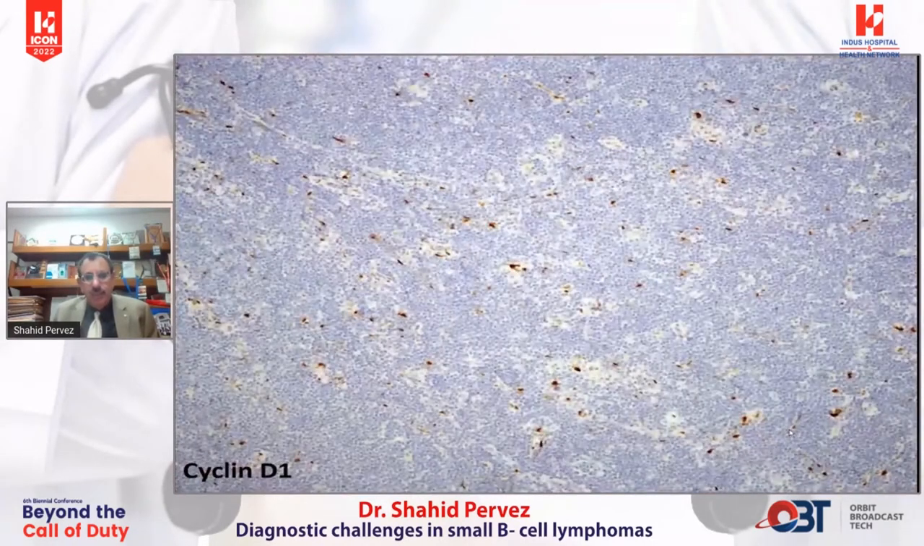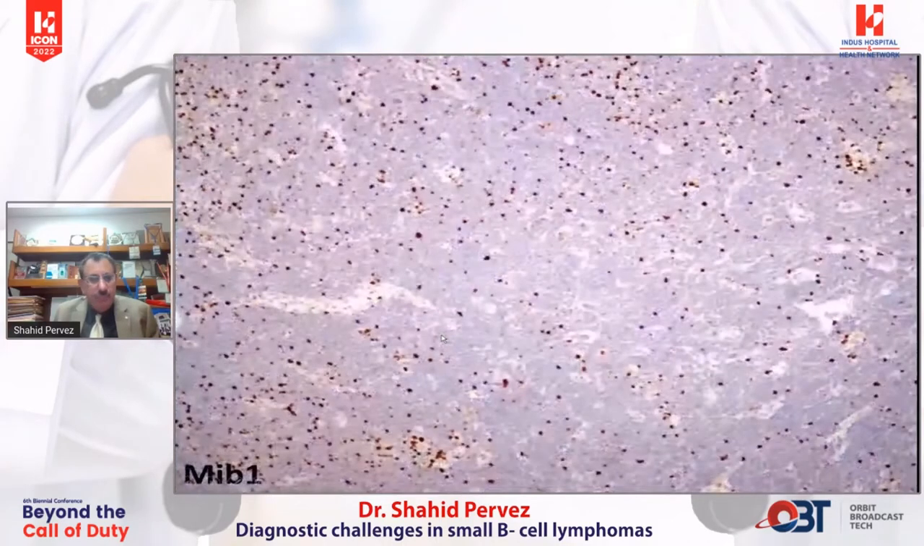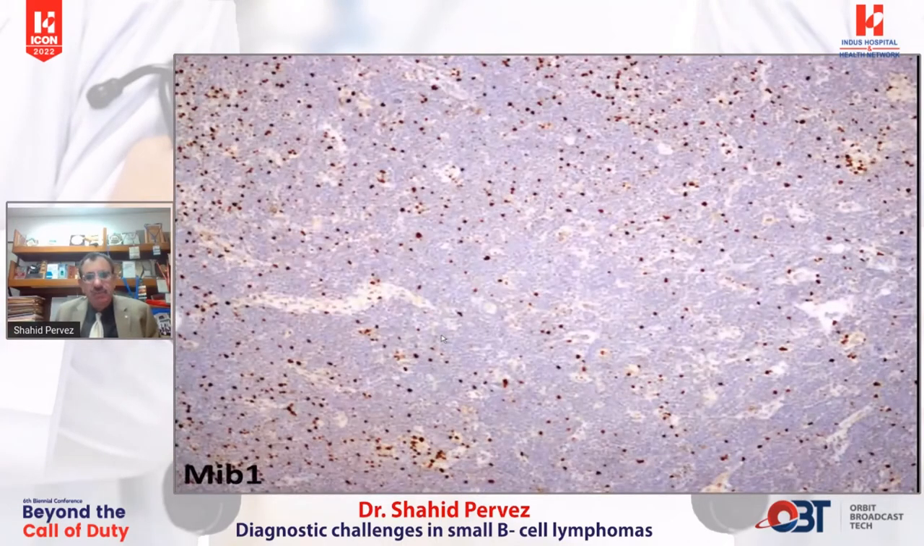Cyclin D1 negative, and a nice built-in control. You know, cyclin D1 is expressed normally brightly in endothelial cells, right? So it's negative. Ki-67 or MIB-1 is low.